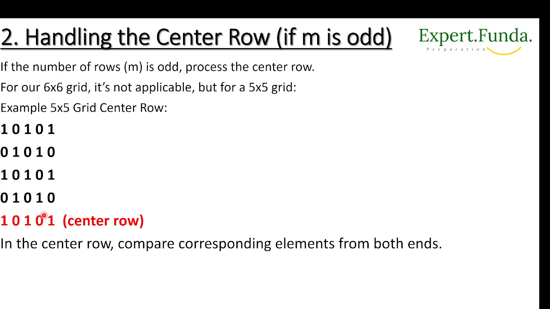Now, as in step 2, we will handle the center row if the number of rows is odd, and we will process each center row. For our 6x6 grid, it is not applicable, but let's suppose we have a 5x5 grid here. Here we will use the centered row, and in the centered row, we will compare the corresponding elements from both ends.